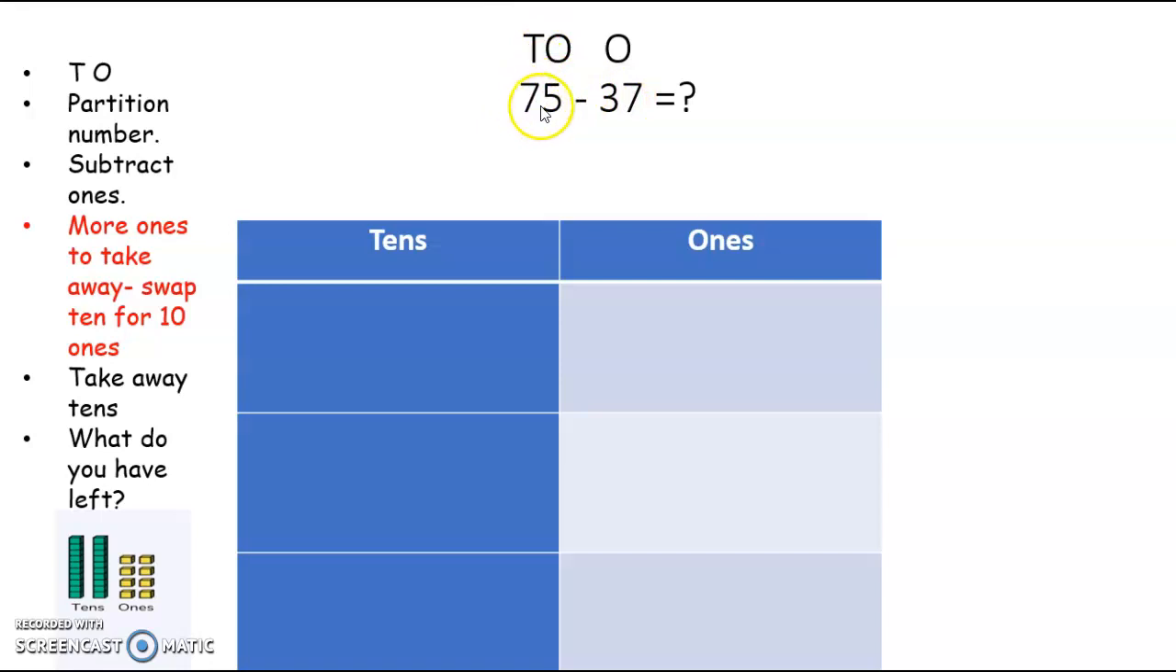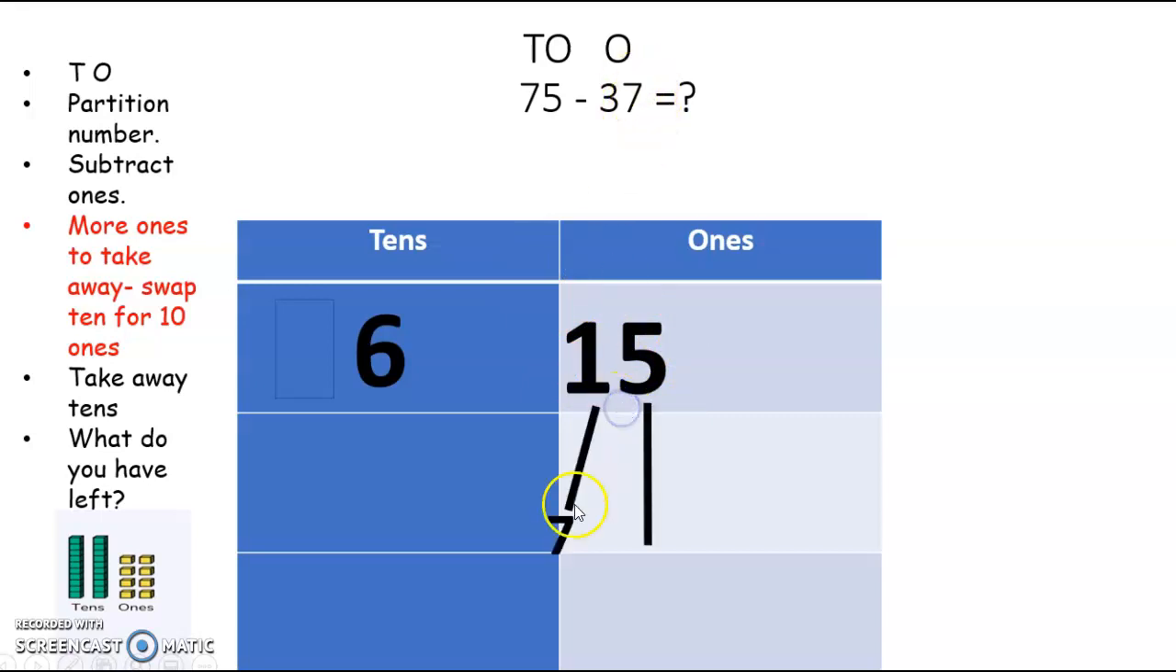So we're going to partition 75, so we've got 5 ones and 7 tens. We can't take away the 7 ones from the 5 ones, so we've got to borrow a 10, so we've got 6 tens left, and I'm going to move this onto there, so we've got 15 ones. Now I can take away the 7. So 15 take away 7 leaves us with 8.